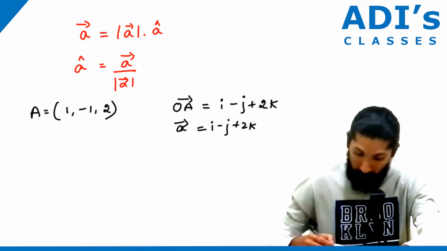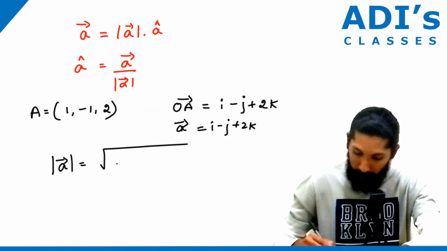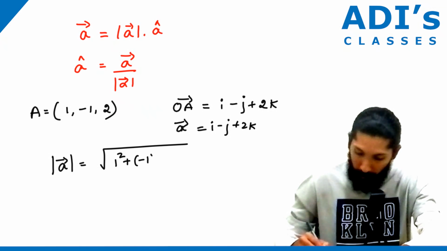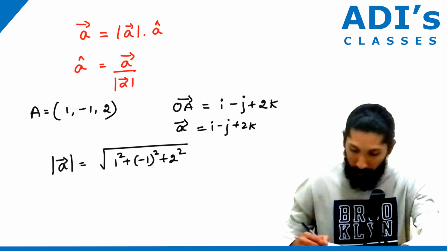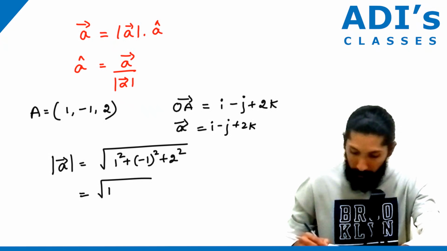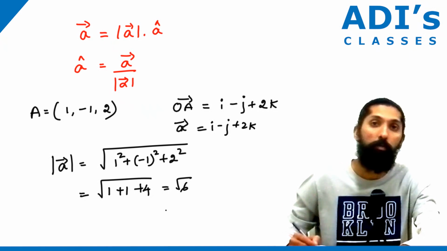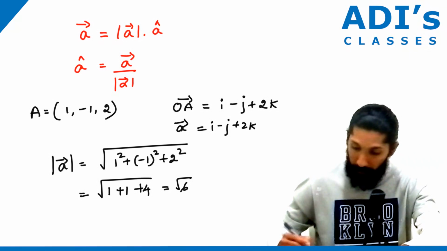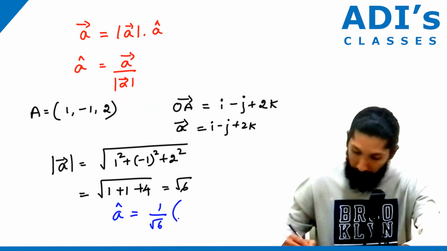Now, calculate the modulus. Mod of vector A is root of 1 square plus minus 1 whole square plus 2 square. Correct? So, this is going to become root of 1 plus 1 plus 4, which is root of 6. So, the modulus of the vector is root 6. That means A cap, the direction, becomes 1 by root 6 times i minus j plus 2k.